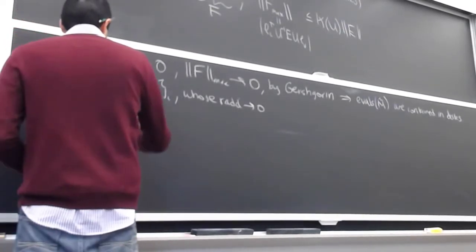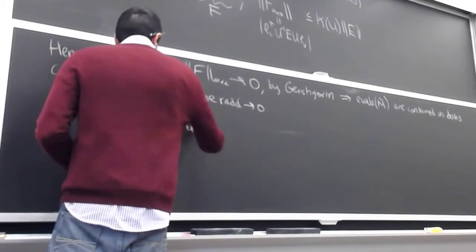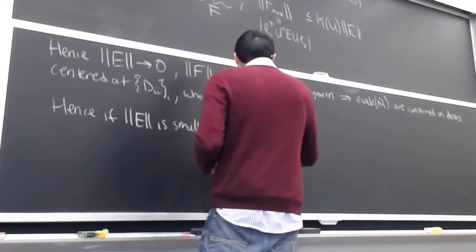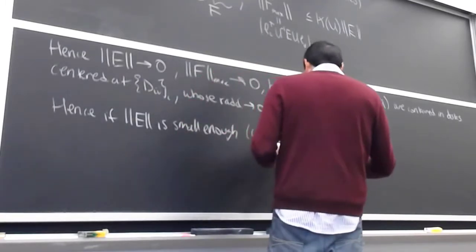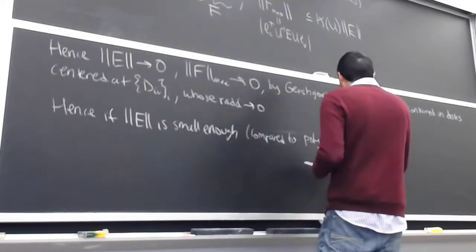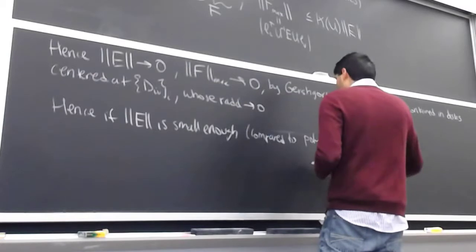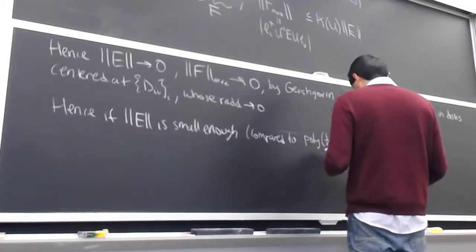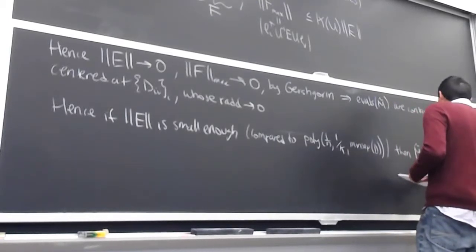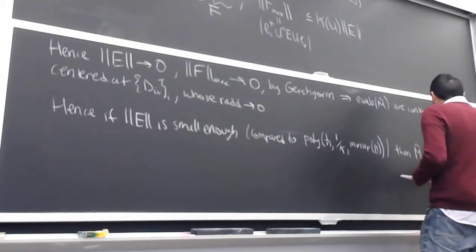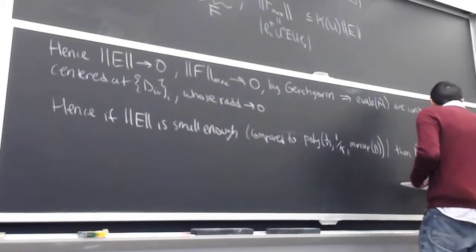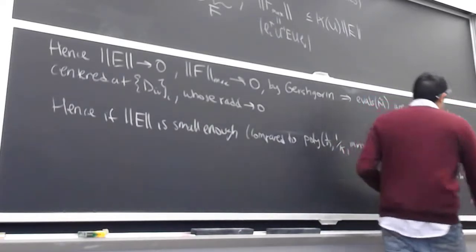So hence, if E is small enough, and you can work out exactly what the bounds are, but the important point is compared to some fixed polynomial in 1 over n, 1 over the condition number, and the minimum separation in eigenvalues in D, then M tilde has distinct eigenvalues and is diagonalizable. So it's a very simple application of Gershgorin's theorem.